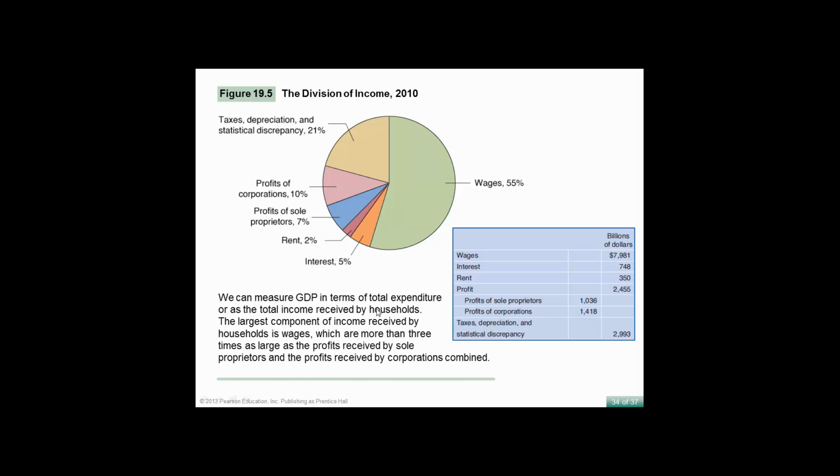We can measure GDP in terms of total expenditures or total income. 55% of it is total income. Taxes, depreciation, and statistical discrepancies represent 21%. I'm not so interested in that, you know this. GDP is calculated as the sum of all income payments to households, sometimes referred to as gross domestic income.